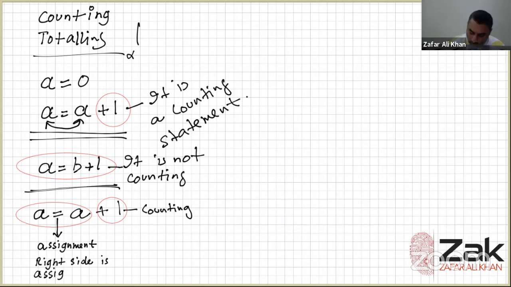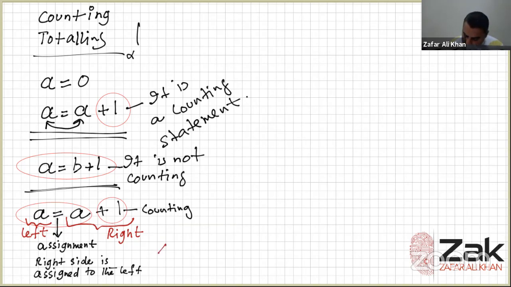So what happens is that this is actually the right side and this is actually the left side. Until the right side is resolved, if the right side is a literal, what is a literal? If I write x is equal to 7, so 7 is a literal. It means you don't have to do anything. It's a constant. All you have to do is take 7 and assign it to x.